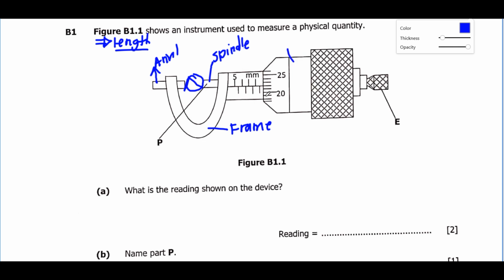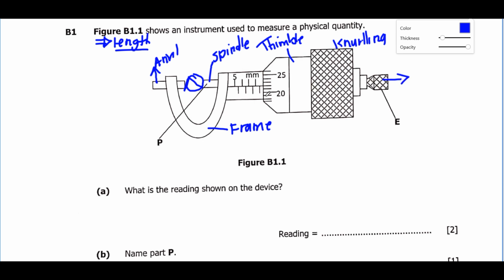Then you will have the thimble. Then you will also have the knurling. So the knurling can be used to rotate the spindle, the thimble, depending on the movement that you want. For example, one complete revolution of this makes the spindle move a distance of 0.5 millimeters.